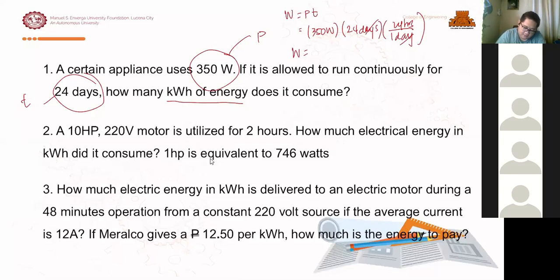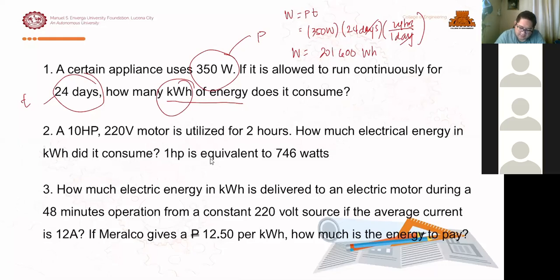So we have 201,600 watt hour. Then ang hinahanap sa atin is kilowatt hour. So we just need to move the decimal point of our answer by 3 places to the left, or W is equals to 201.6 kilowatt hour. Okay?